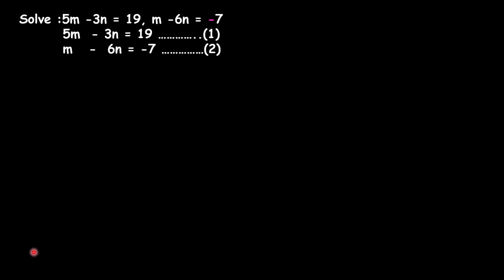To eliminate n, we have to equate the coefficient of n. Observe the coefficient of n. The 6 is a multiple of 3. Therefore if we multiply equation 1 by 2, then we equate the coefficient of n.